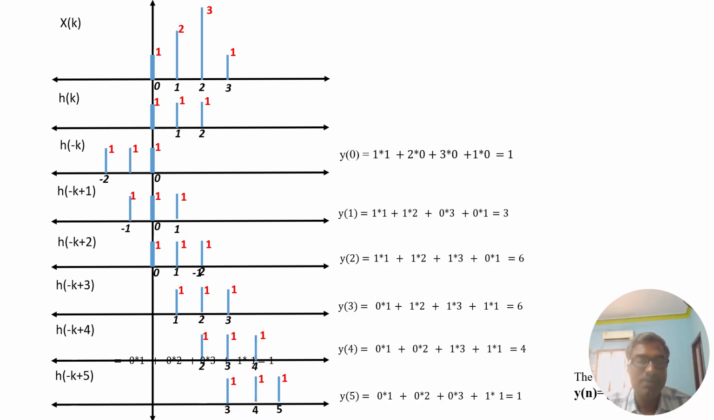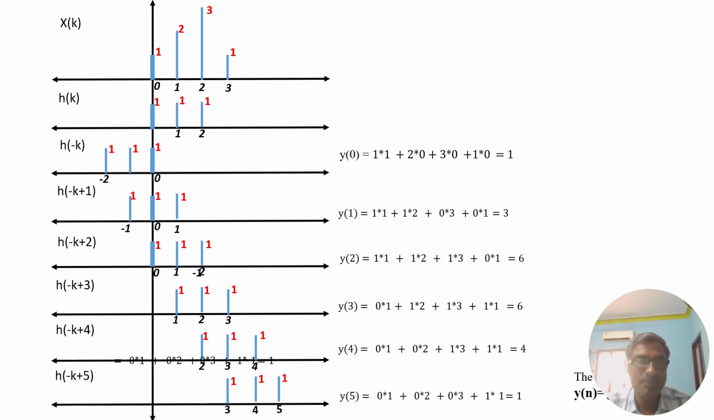Then h of k is time reversed. When it is time reversed, the samples we get are: at n equal to 0, the sample value is 1, at n equal to minus 1, the sample value is 1, and at n equal to minus 2, the sample value is 1. Then the corresponding positions of h of minus k and x of k are multiplied and summed, which is nothing but y of 0. So y of 0 we get is 1.